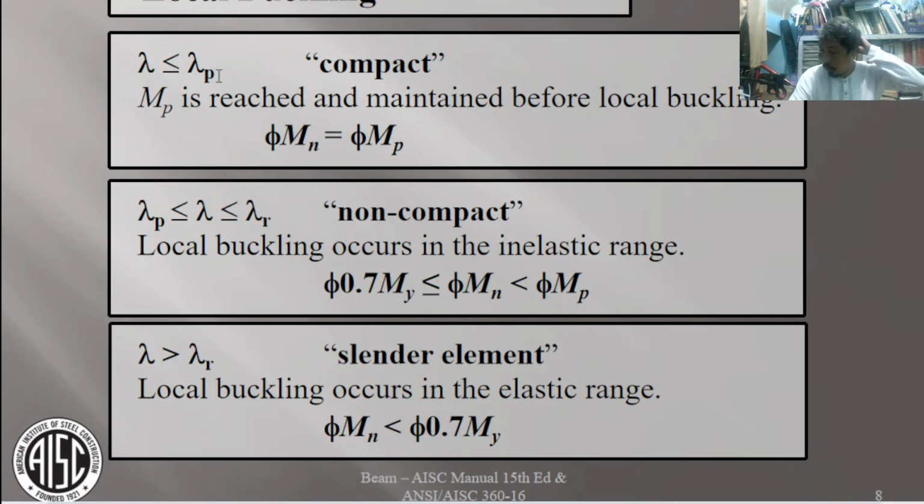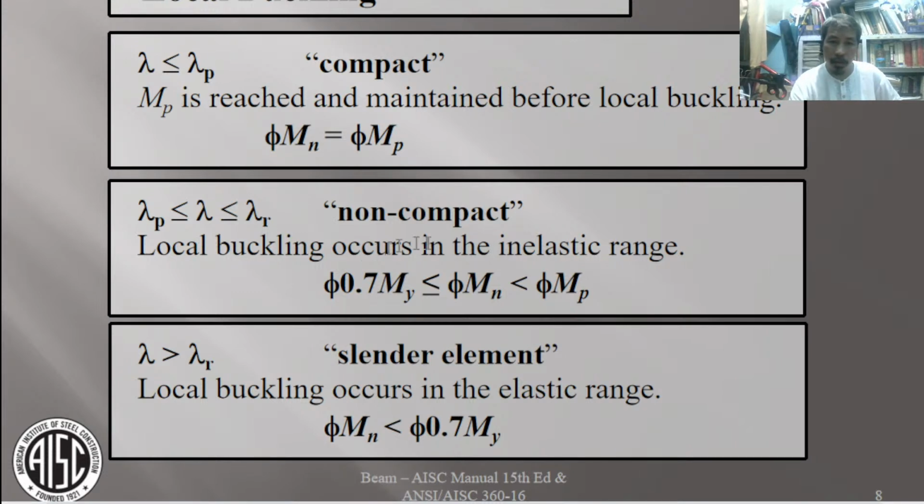Okay, so MP is reached and maintained before local buckling. So meaning to say phi MN is equal to phi MP. That is what we mean by compact. That is the definition of compact. So non-compact: lambda is greater than lambda P but less than lambda R.